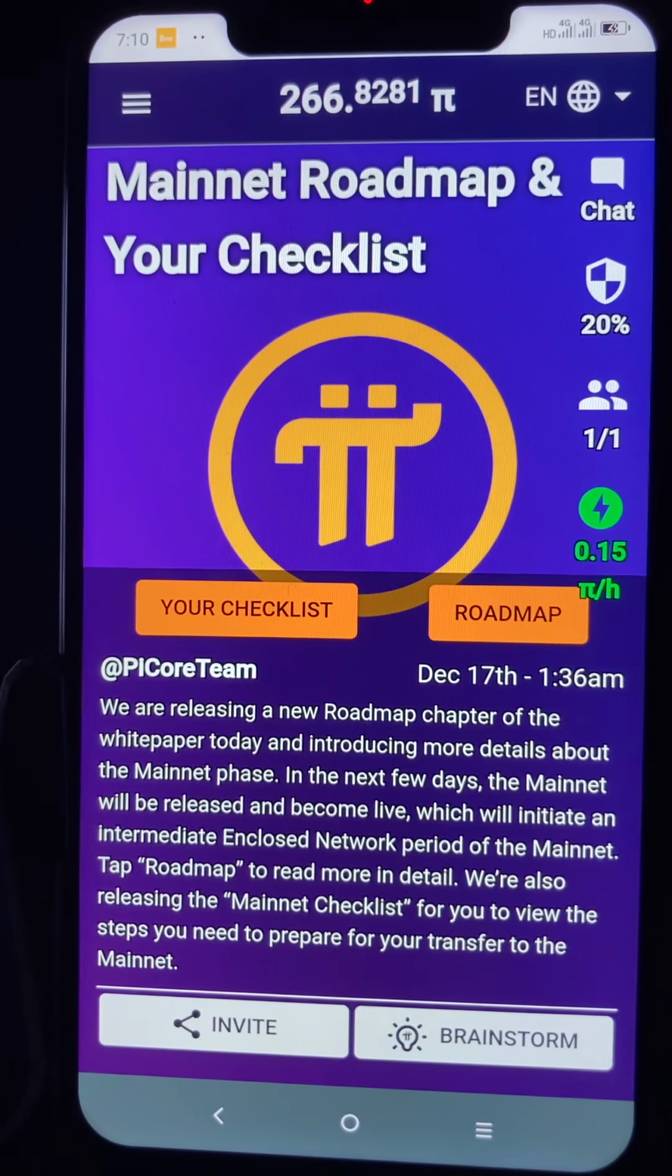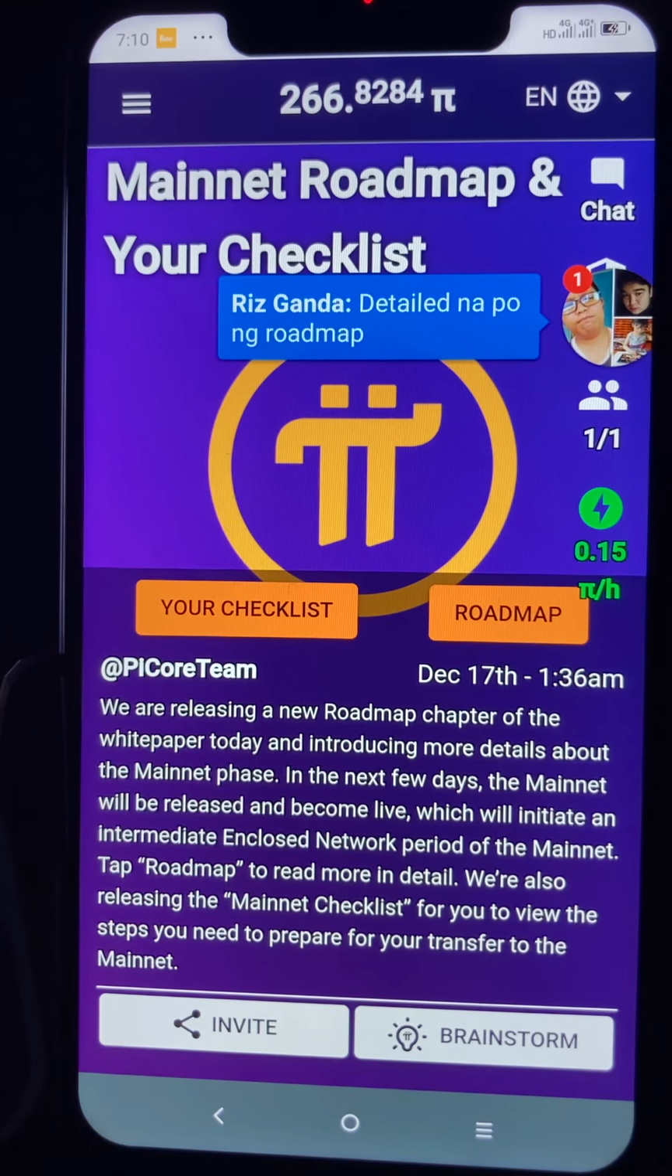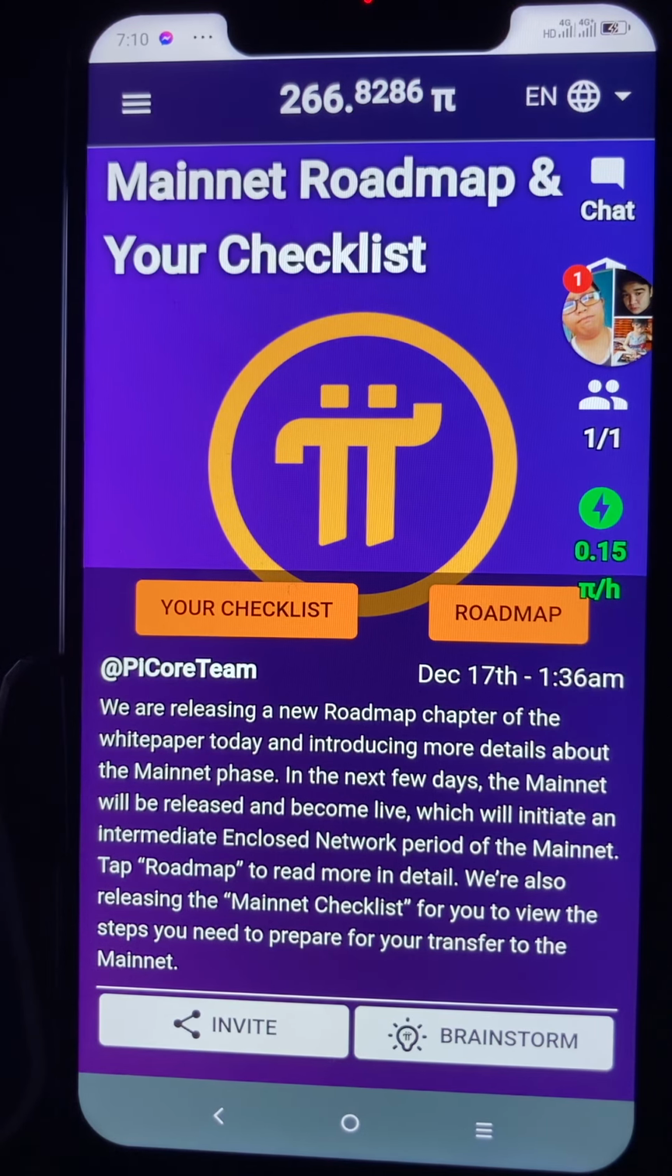Mainnet roadmap and checklist. So, in this discussion, dalawa kasi siya, so let us separate them into two. So itong i-discuss ko now in this video is the mainnet roadmap, no? Let's first read yung announcement ni Pi Core team.